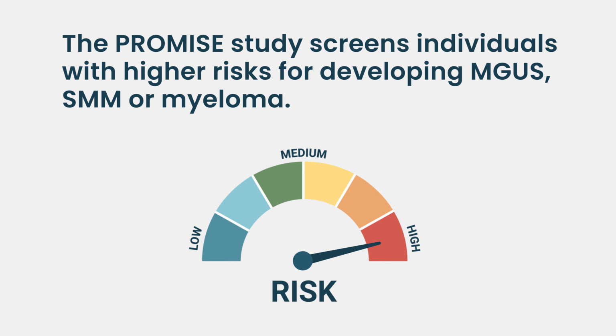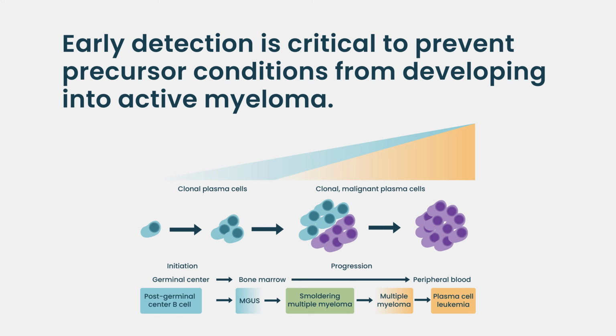So PROMISE is a nationwide screening study for individuals at higher than average risk of developing multiple myeloma or its precursor condition within their lifetime. It's really based on the premise that detecting multiple myeloma at its earliest stages, at the precursor stages, is going to be really critical to preventing it and helping a person live a long, healthy life.